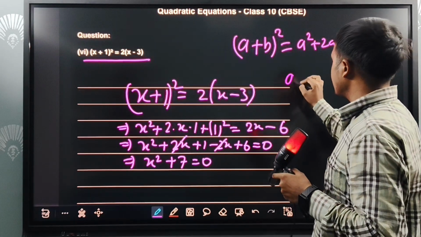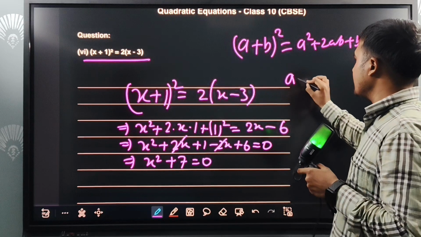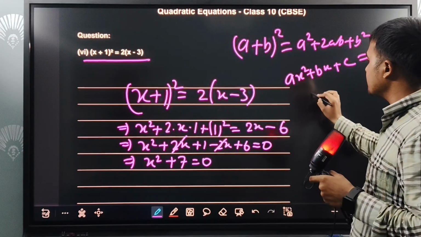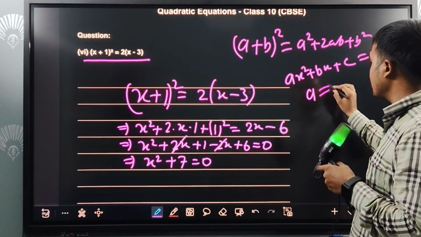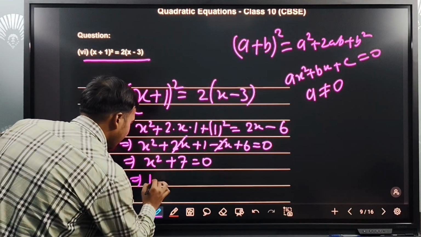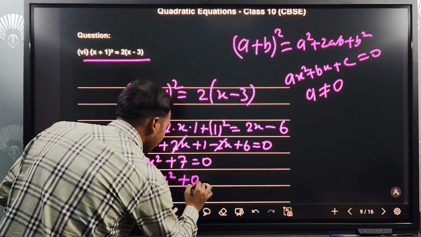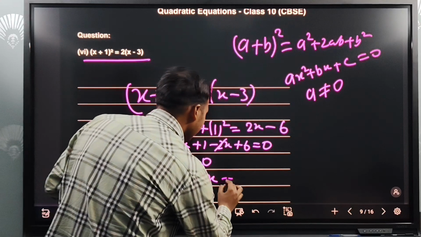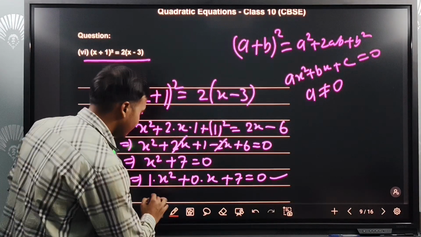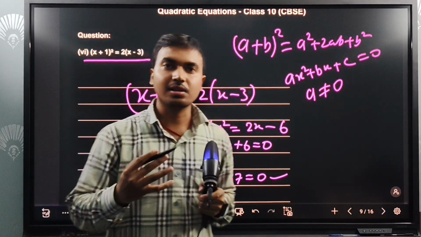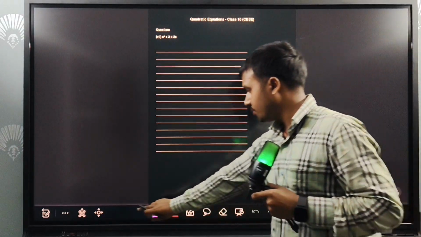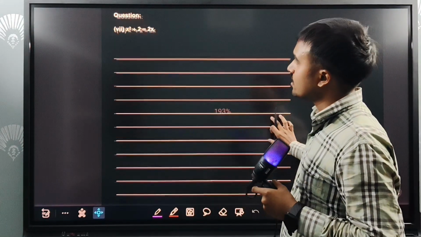We have already learned the standard form of a quadratic equation as ax square plus bx plus c is equal to 0, where the condition has been given that a should not be equal to 0. So here we can write it as 1 multiplied by x square plus 0 multiplied by x plus 7 is equal to 0. Here the condition is satisfied. So here we will write that yes, this given equation is a quadratic equation. So moving towards the next question of the exercise, question number 7.